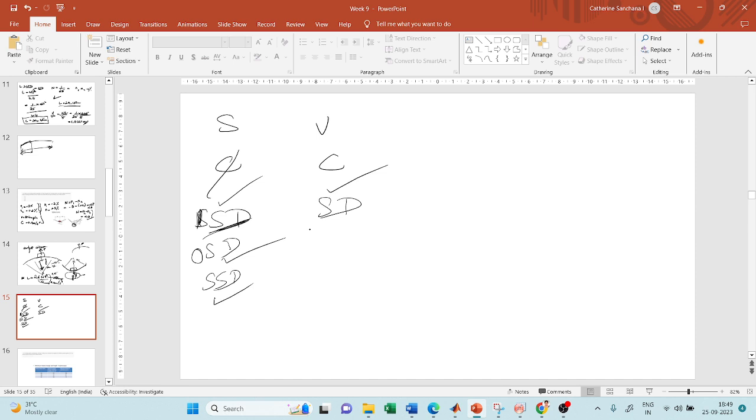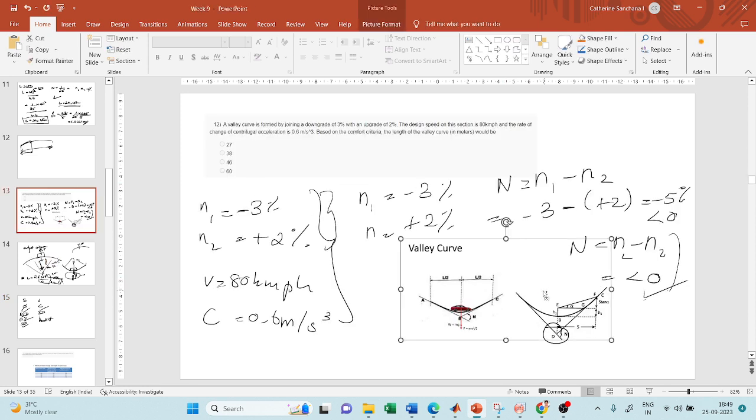But mostly, because if you take OSD, it is a much larger value compared to SSD. So usually they go with SSD to find out the length of the curve for a summit curve. But for a valley curve, you will use something called headlight sight distance. We already saw what headlight sight distance is when we saw the sight distance part. But I would like to say a few words about it before we proceed to the problem.